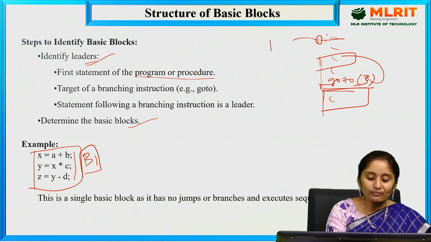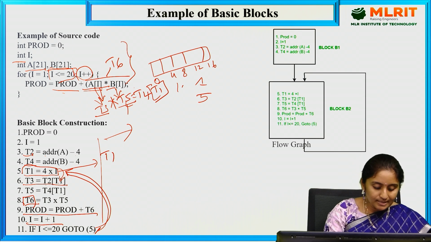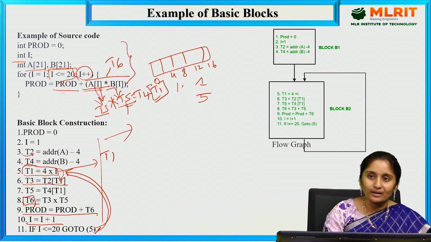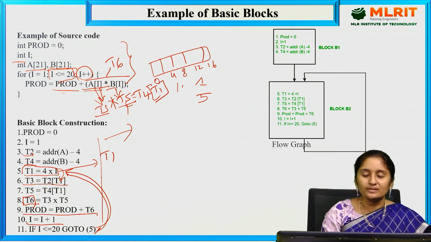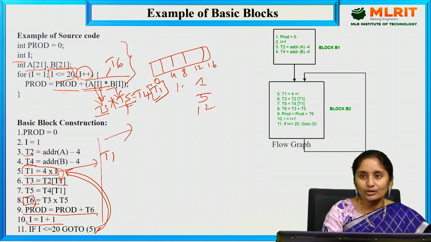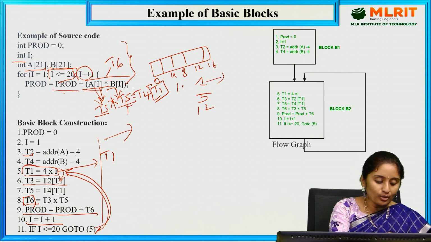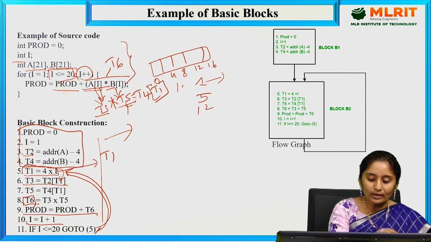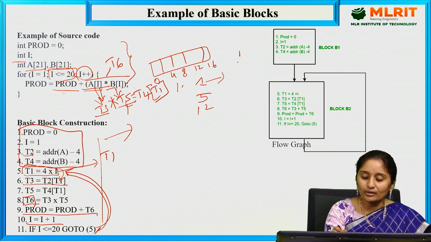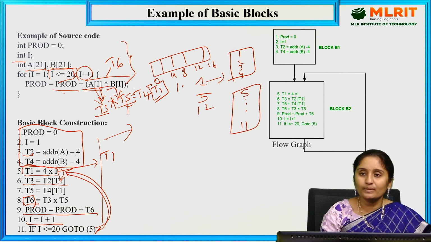Next, the statement following a branching instruction is also a leader. So after this 11th statement, suppose I have a few more statements, then that statement will also become a leader. For example, the 12th will also be a leader. So I got 2 blocks. Lines 1 to 4, I got as 1 block. And statements 5 to 11 are 1 block.